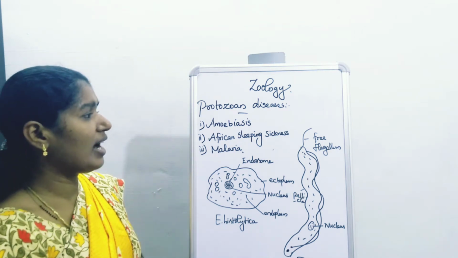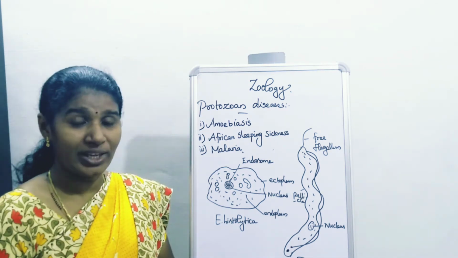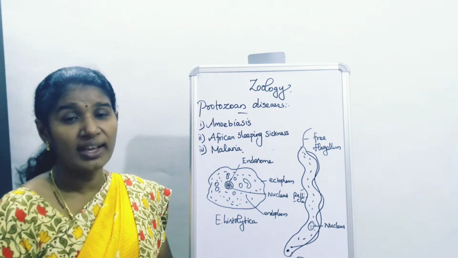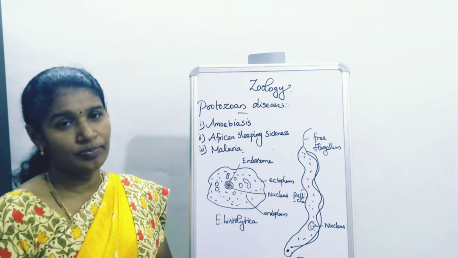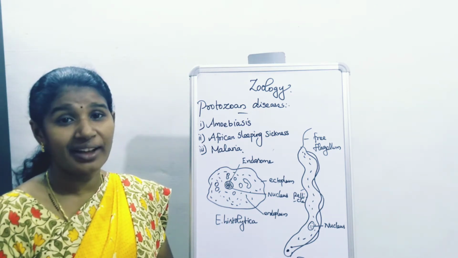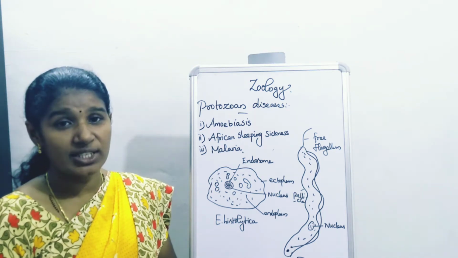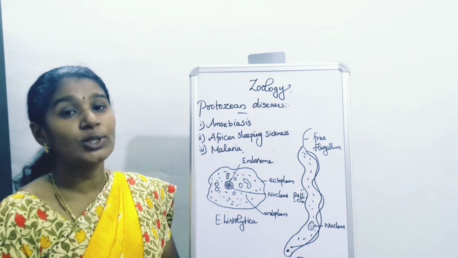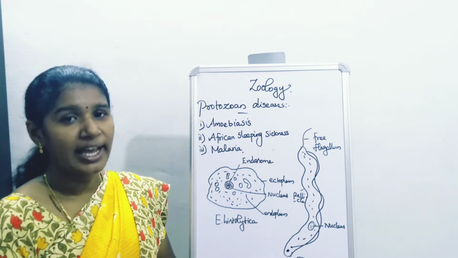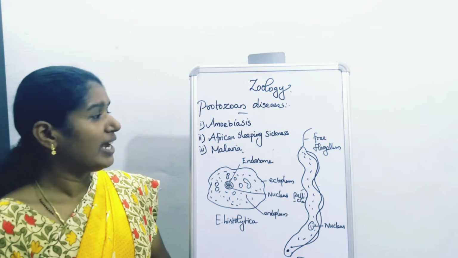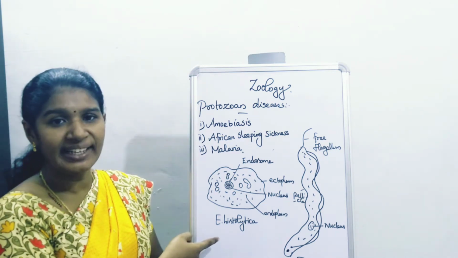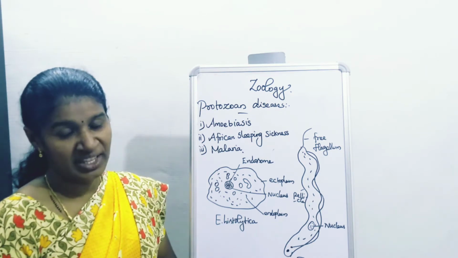So the first one, amoebiasis. It is otherwise called amoebic dysentery, and one more name is amoebic colitis. Colitis affects the lining of the colon, so it is called colitis. So amoebic dysentery, amoebic colitis, another one amoebiasis. It is caused by the protozoan called Entamoeba histolytica.